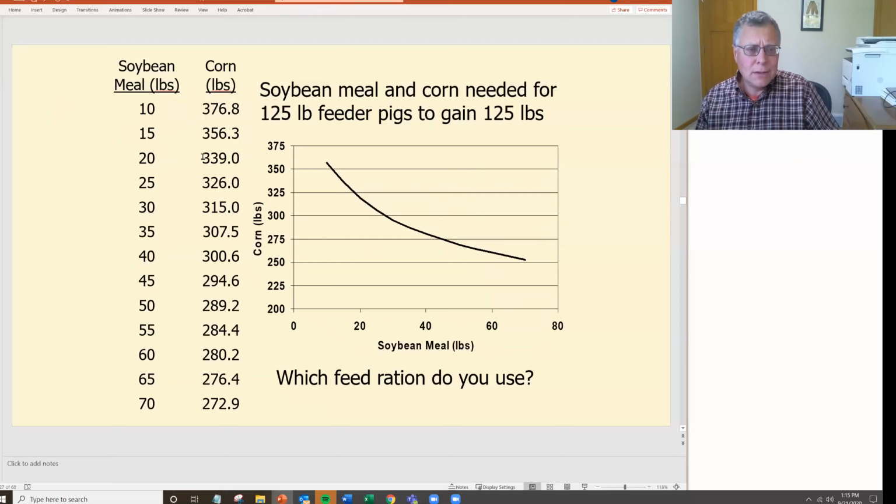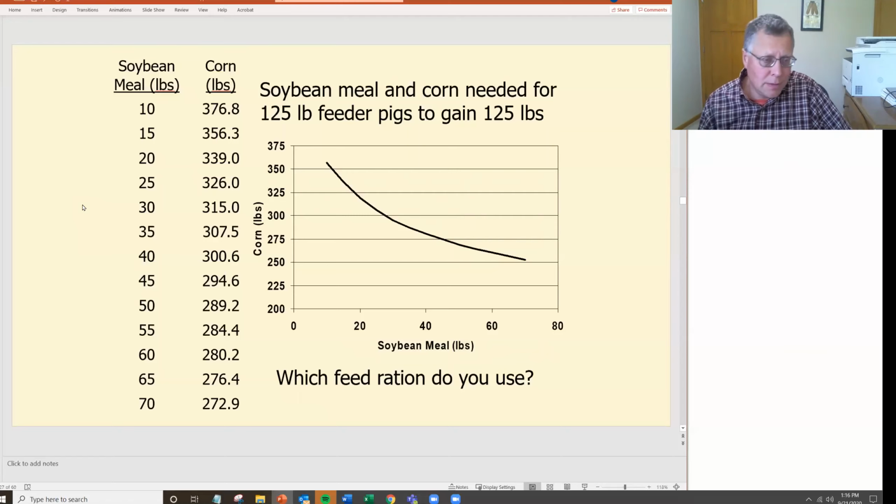So you can quickly see here, okay, I go 10, 15, 20, 25, 30, all the way up to 70 pounds of soybean meal, and use less and less corn. We get more soybean meal, less and less corn. That plots out this trade-off curve. So which feed ration do I use? When I know how much I pay for soybean meal and I know how much I pay for corn, all these combinations will get me to 250 pounds. Which one is the one to use? How much soybean meal, how much corn?